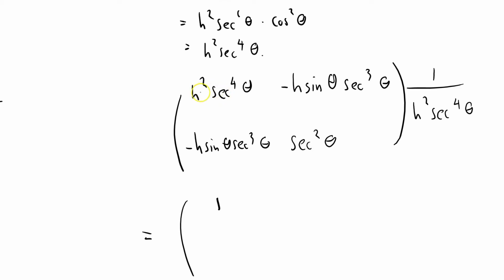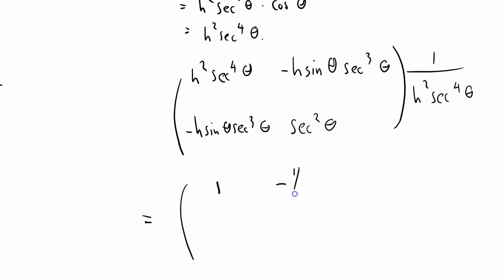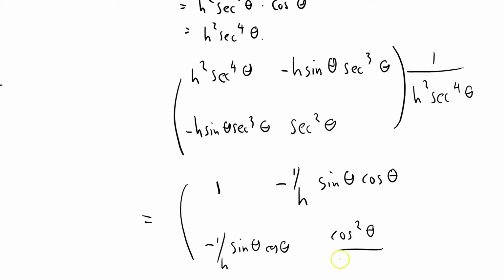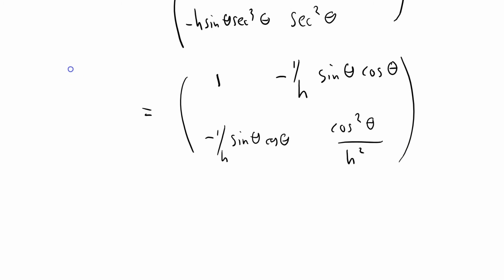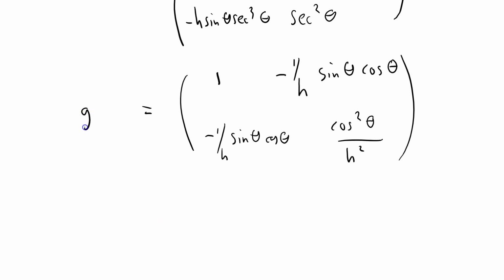Is that right? Yeah, we've got an h squared sec to the 4 and h squared sec to the 4. Minus 1 over h, and then we've got sine theta cos theta, I guess. Here's the same, minus 1 over h sine theta cos theta, and here we've got a sec squared over sec to the 4, so it's 1 over h squared. That's going to be cos squared theta over h squared. So there's my coefficients g ij.